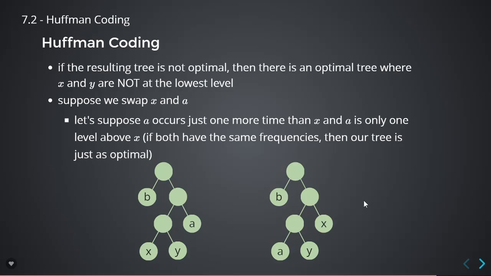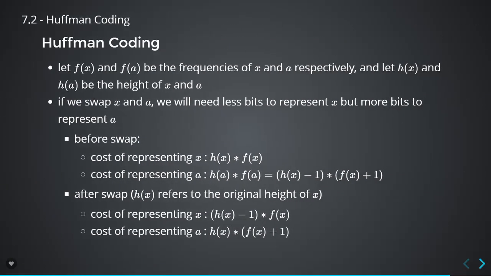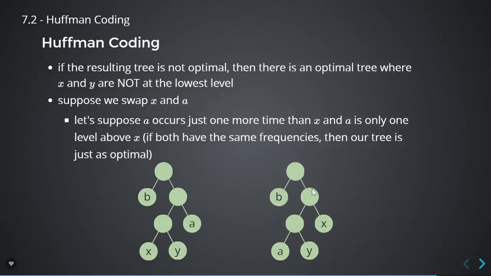Okay, I'm going to introduce some notations here. We're going to say that fx and fa are the frequency of x and a, and hx and ha are the height of x and a. If we swap x and a, this means that we're going to need fewer bits to represent x because it goes up by one level, right? So it goes one level up, so you need 2 bits instead of 3 bits.